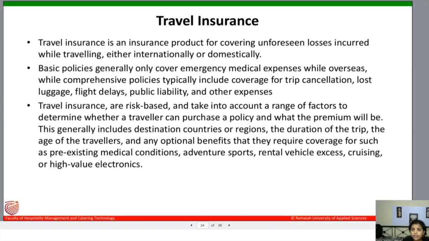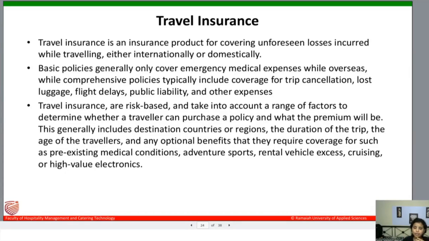So why is travel insurance important? Because it covers the unforeseen incidents which may happen during the travel. So it could be any type of, for example, the cancellation of flights, or an accident happening, or maybe a loss of luggage, or any type of damage caused to the traveler, health related issues, which would be covered under travel insurance. Again, here there are intermediaries who play an important role.